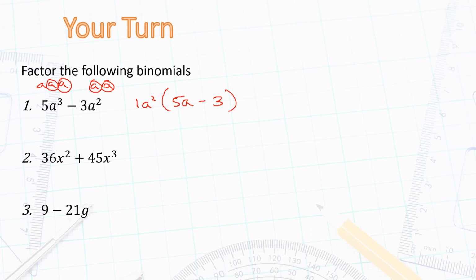For the second one, 36x squared plus 45x cubed. Greatest common factor for 36 and 45. Now you may not have to write this list out all the time. Like you might just be like, yep, I can see what it is. I understand what's going on here. For some of us, it's not as simple as that. You do have to do this check for quite a bit before you're like, I know my factors so well that I don't need to do this anymore.